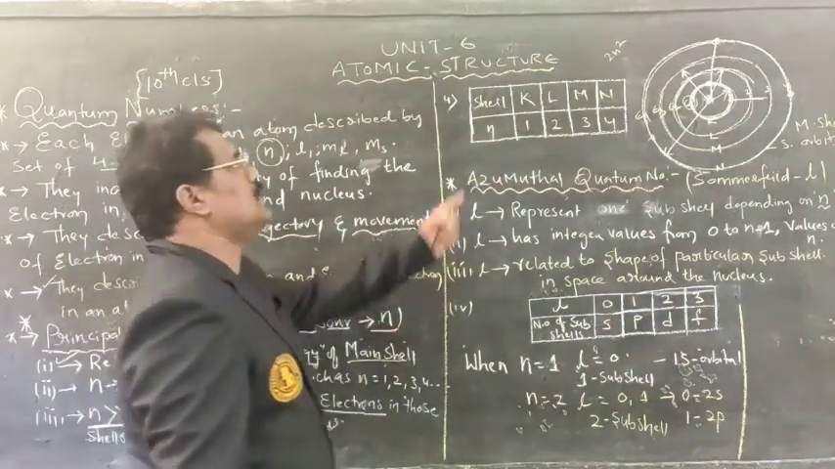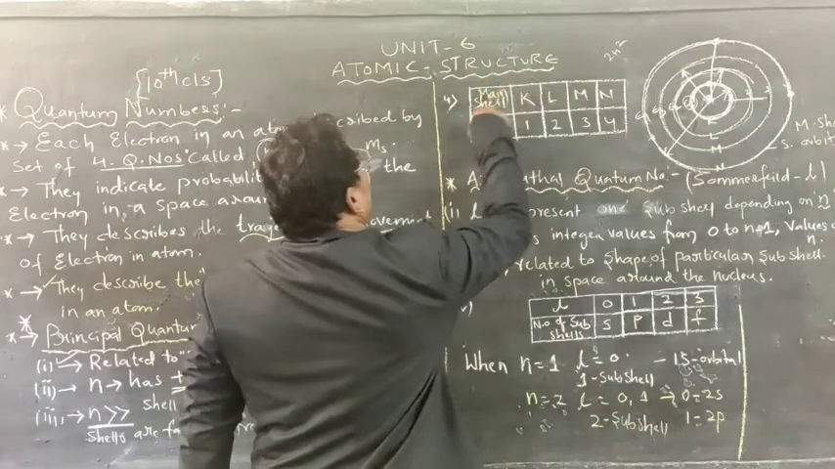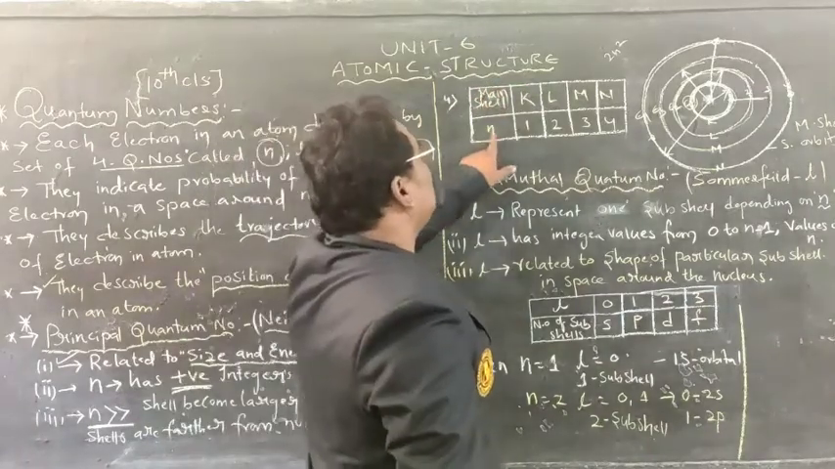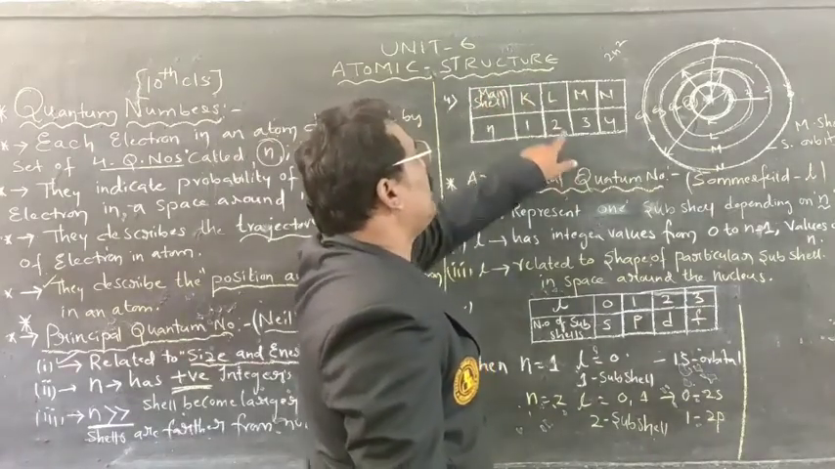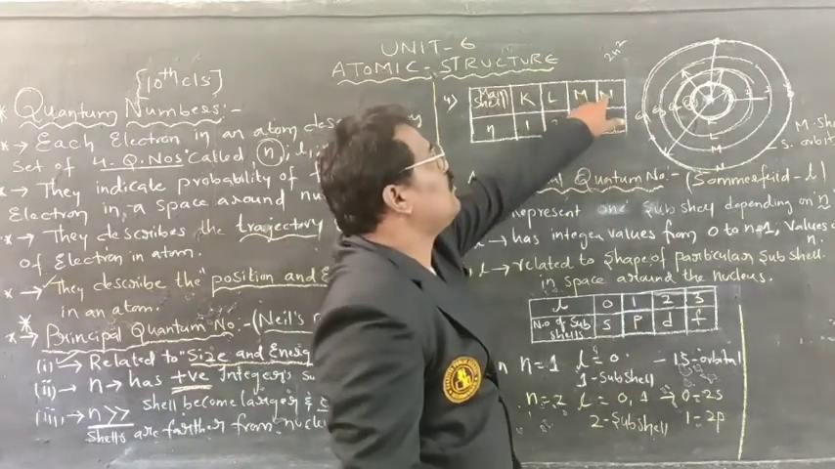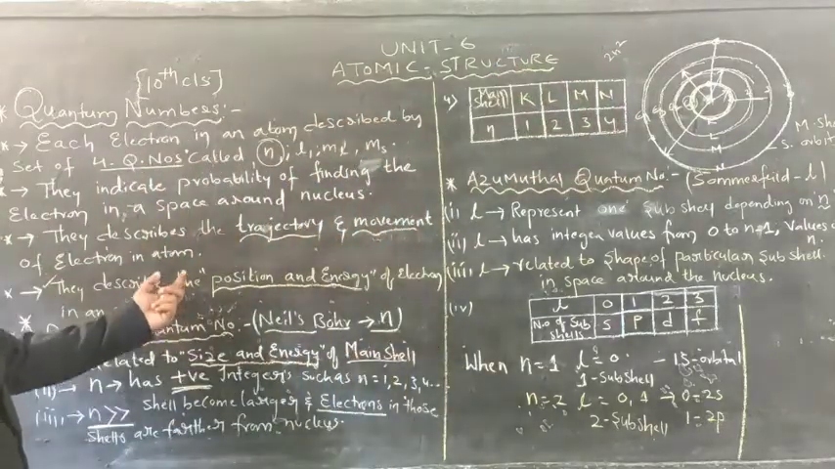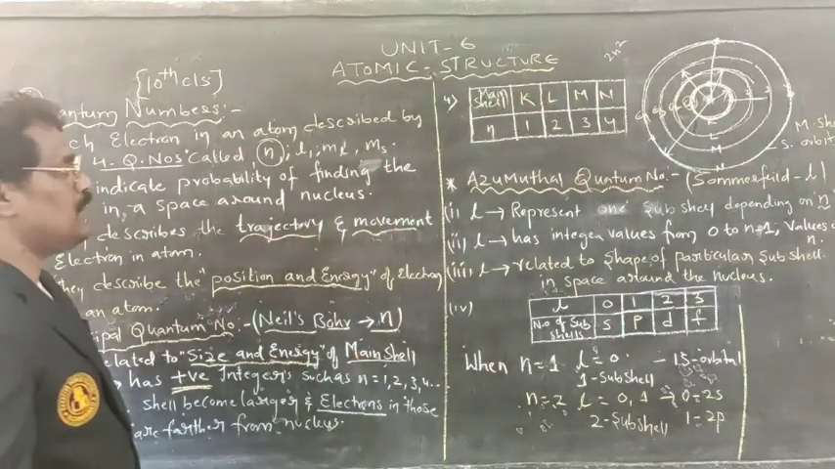Therefore, shells represent the main shell. We call it the main shell, where n equal to 1 is the K shell, n equal to 2 is the L shell, n equal to 3 is the M shell, n equal to 4 is the N shell, and so on. The shells exist according to the principal quantum number.